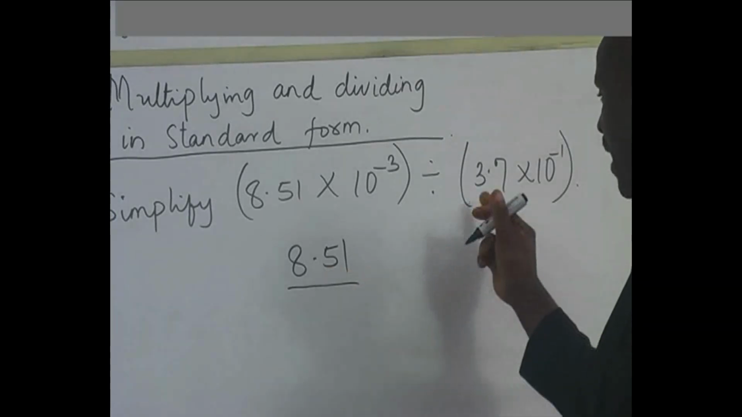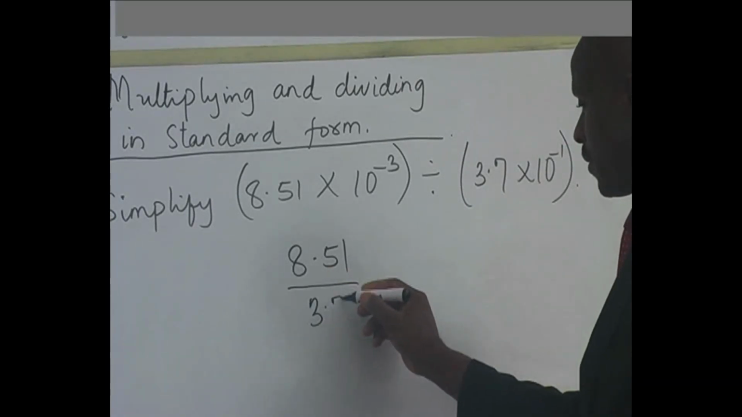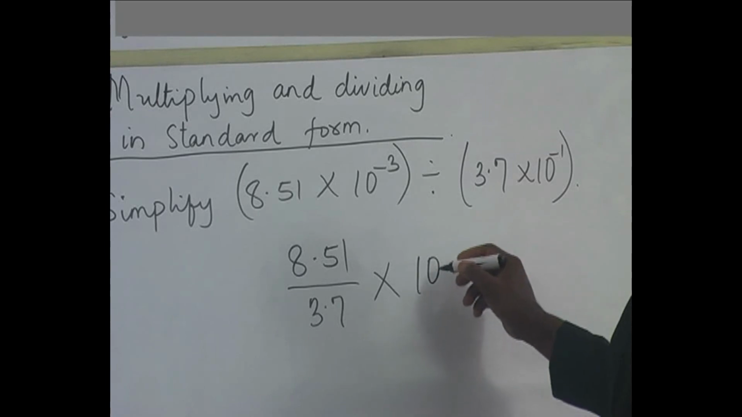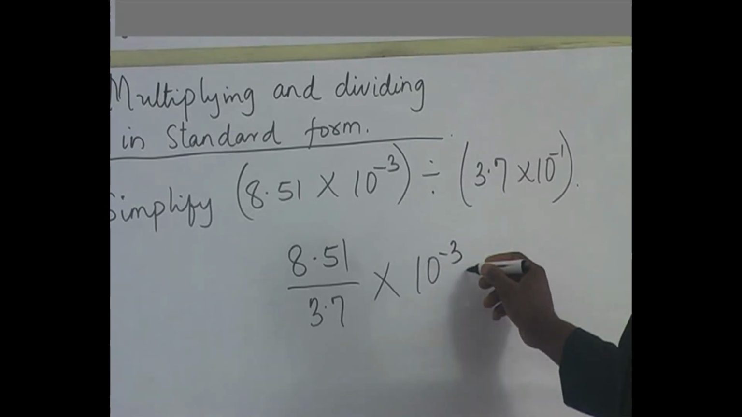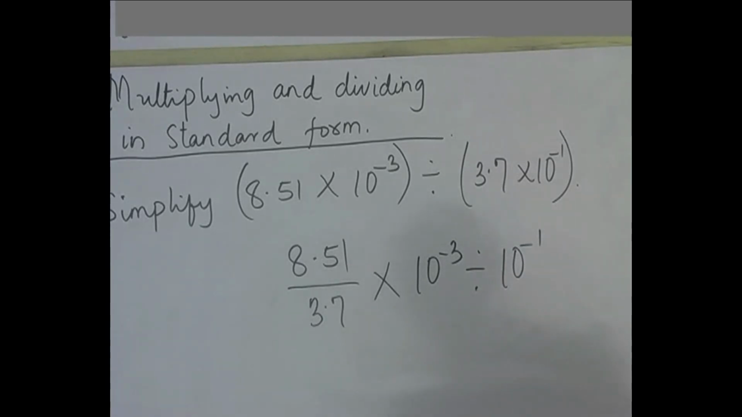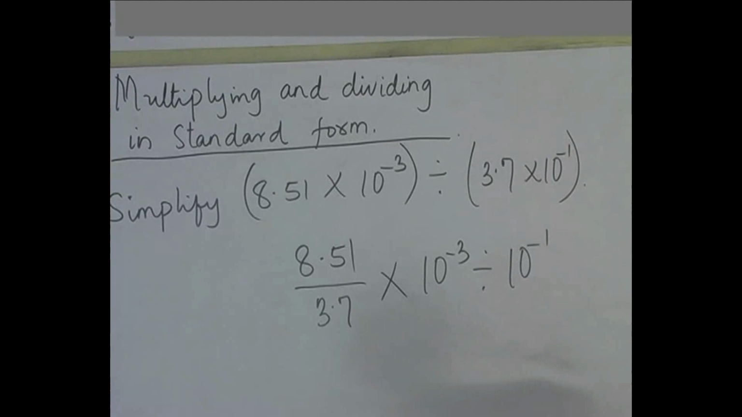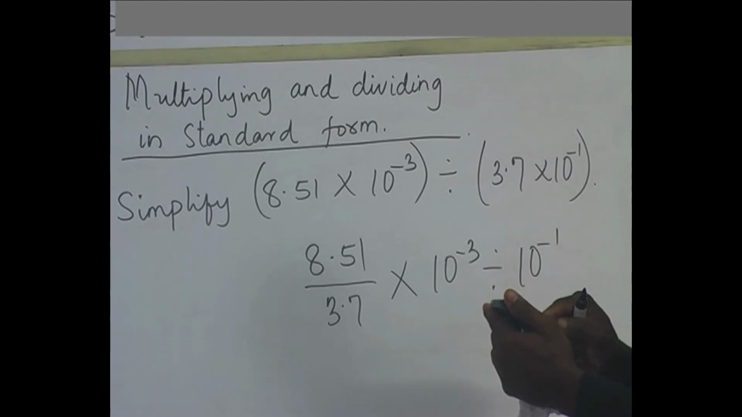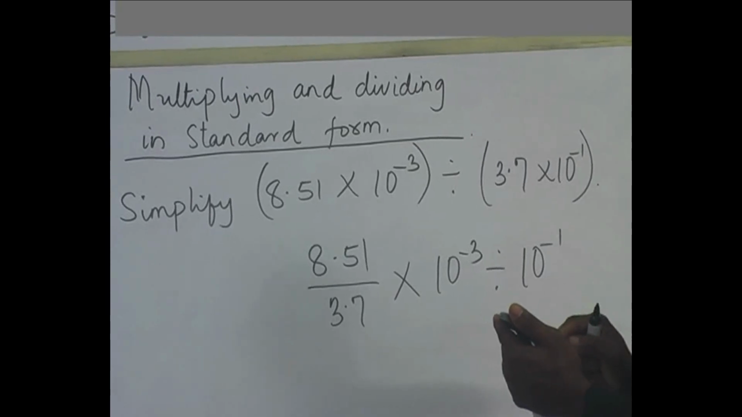8.51 divided by 3.7, then times 10 exponent minus 3 divided by 10 exponent minus 1. If you use a calculator, divide 8.51 by 3.7. 3.7 is given out 2.3.